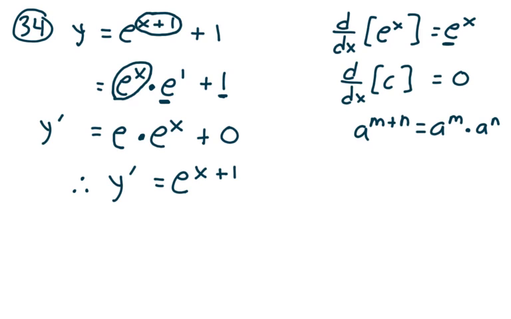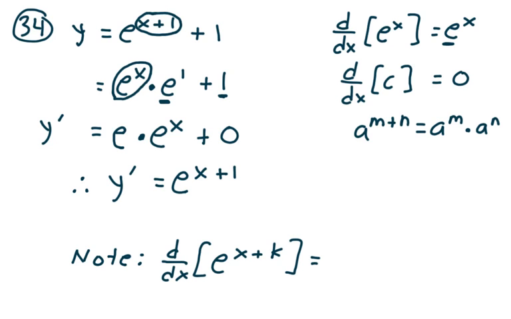And that's not a coincidence, by the way. And so one thing I'd like to note down here is that if I take the derivative of e to the x plus some constant k, you're going to get e to the x plus that very constant. And so remember here, k is constant. And you're going to find that that will happen every time. Okay? And that's problem 34.